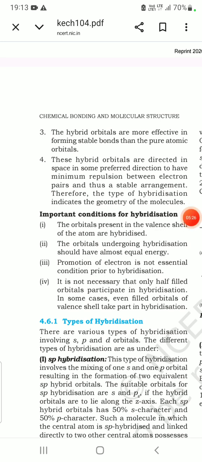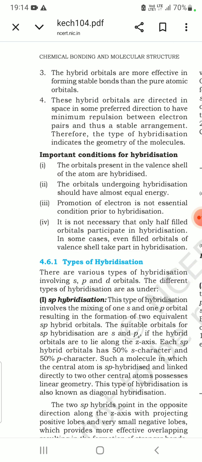Next, the important conditions for hybridization: the orbitals present in the valence shell of the atom are hybridized. Second, the orbitals undergoing hybridization should have almost equal energy. Third, the promotion of an electron is not an essential condition prior to hybridization. Fourth, it is not necessary that only half-filled orbitals participate in hybridization. In some cases, even the filled orbitals of the valence shell take part in hybridization.